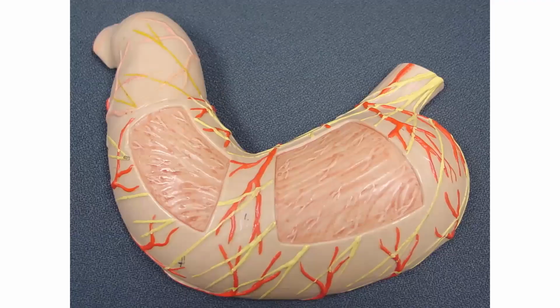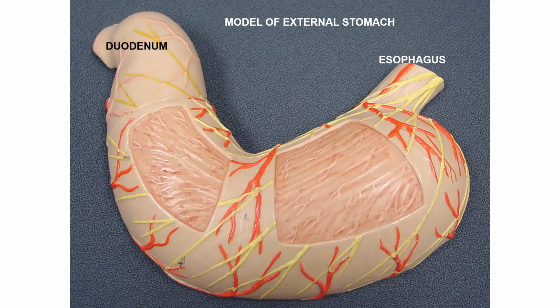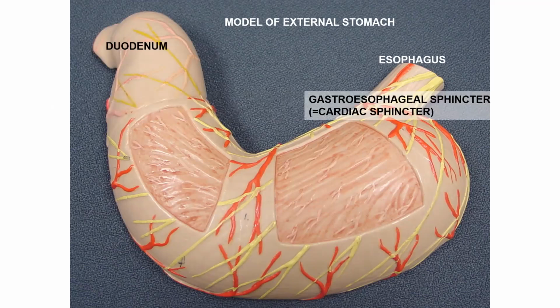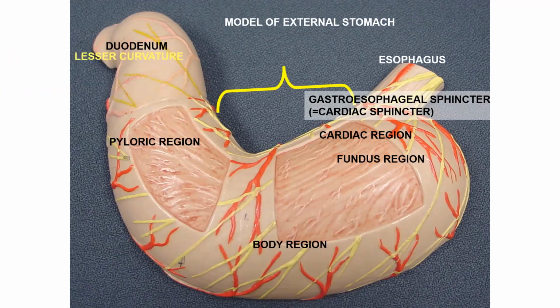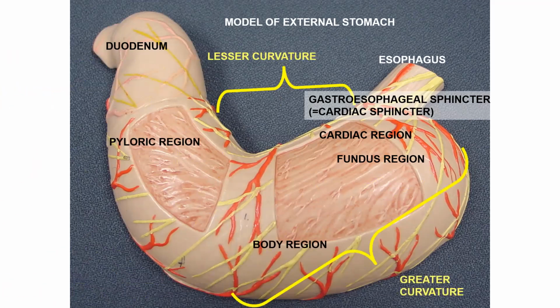And there's our stomach laying there. There's the esophagus, the duodenum, the cardiac sphincter, or if you want the other term, it's the gastroesophageal sphincter. Cardiac region right below the esophagus. The fundus is that curve up there where we go to put carbohydrates in. There's the body. There's the pyloric region. Lesser curvature, greater curvature.